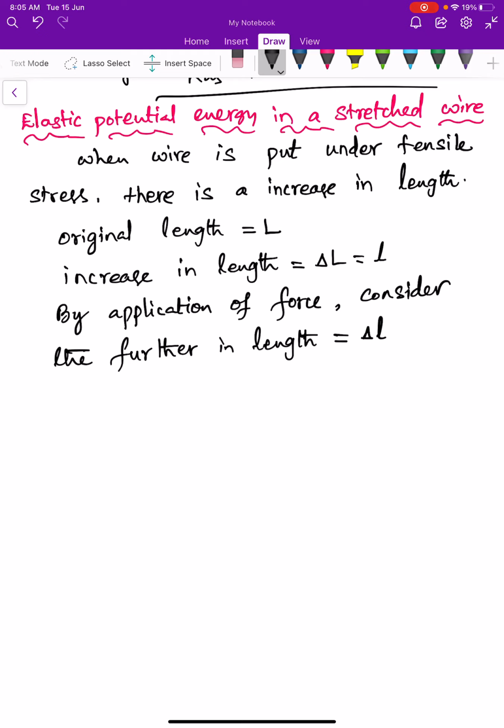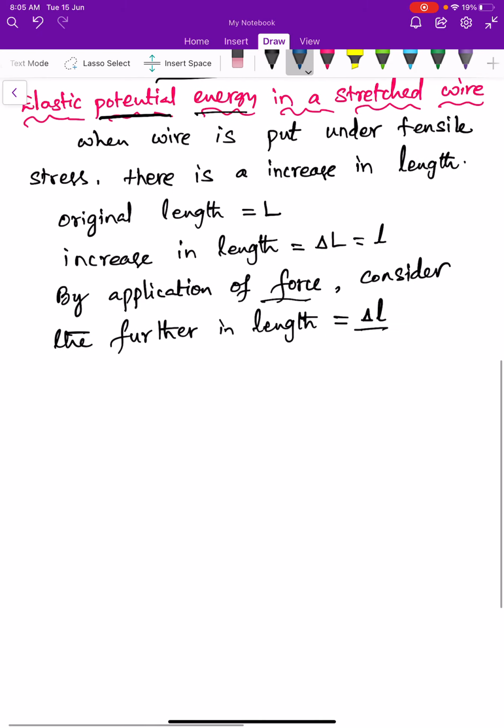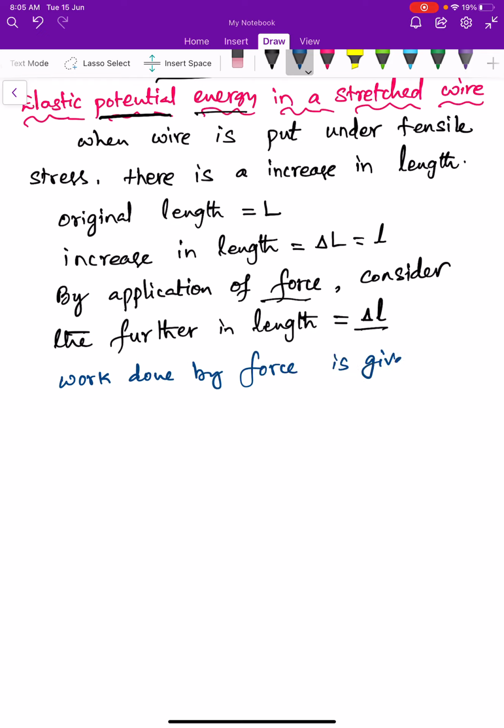Because of this deforming force, work done is taking place. Because of the application of force, there is a change in length. Force into displacement is nothing but work done. That work done can be stored as potential energy in a stretched wire. So the work done by force is given by dW equal to F dl.